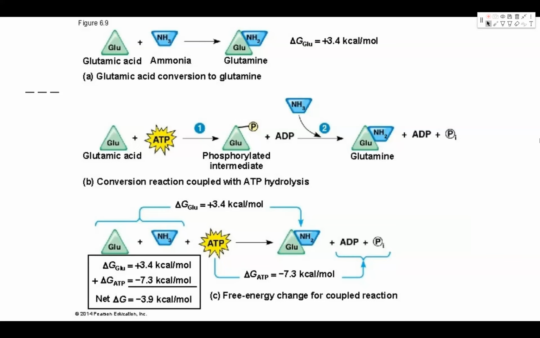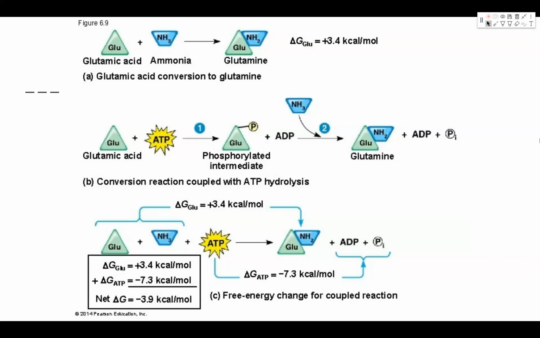This is just an amino acid. Glutamic acid and glutamine are amino acids. You need to make amino acids sometimes, so this is that process. The delta G of this reaction is plus 3.4 kilocalories per mole. Is this reaction endergonic or exergonic? Endergonic, right? We need energy to get this started. It needs to take in energy.